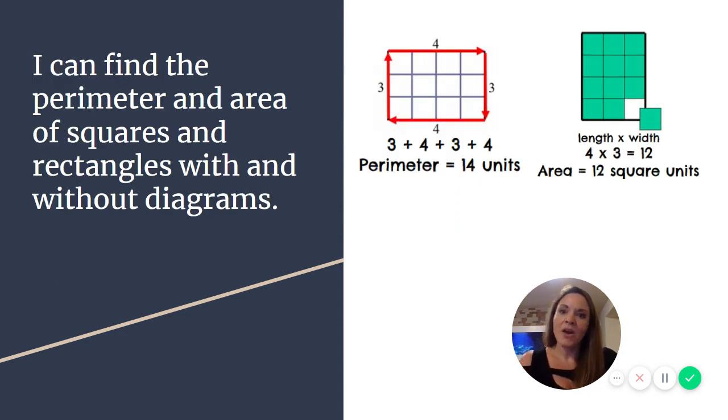To summarize, I can find the perimeter and area of squares and rectangles with and without diagrams. When we want to know the distance around a plane figure, we are solving for the perimeter. And when we want to know the inside space of a plane figure, we are solving for the area. We use area and perimeter to solve real-world problems.